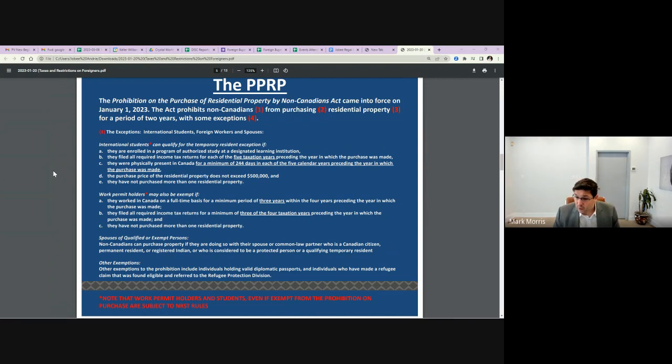Okay, enough editorializing. Let's move back to the law. Let's move back to with some exceptions. So we understand what non-Canadian is. We understand what purchasing is. We understand what residential property is. Now let's go with some exceptions. So what are the exceptions? So the first is international students.